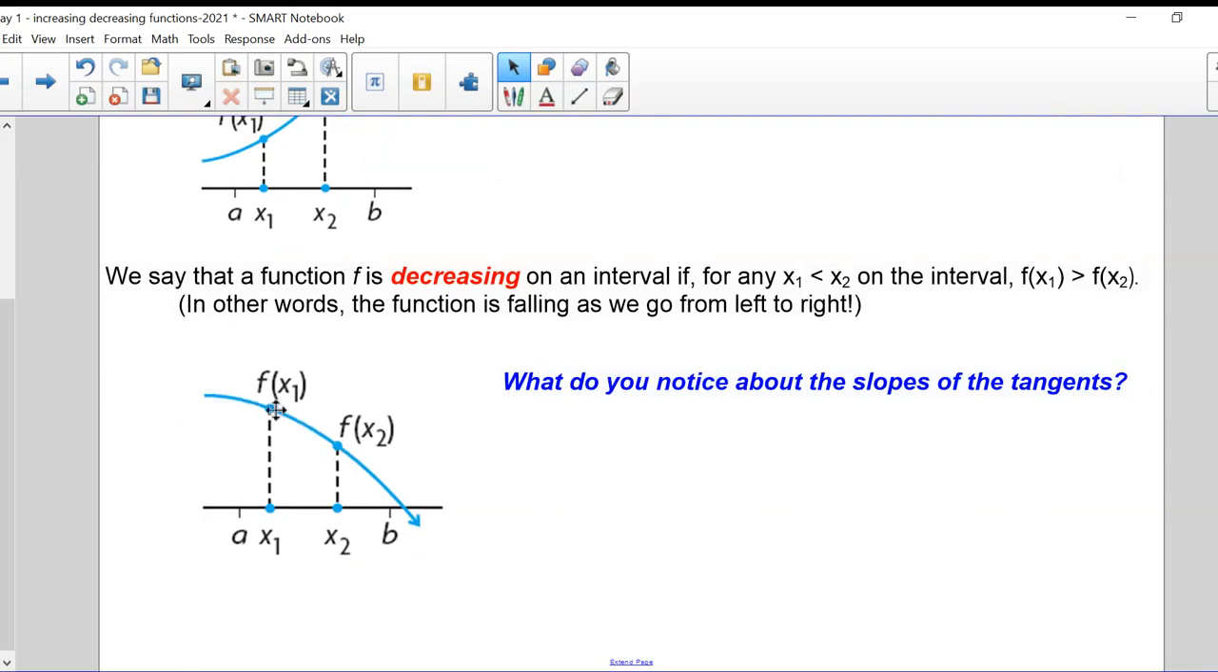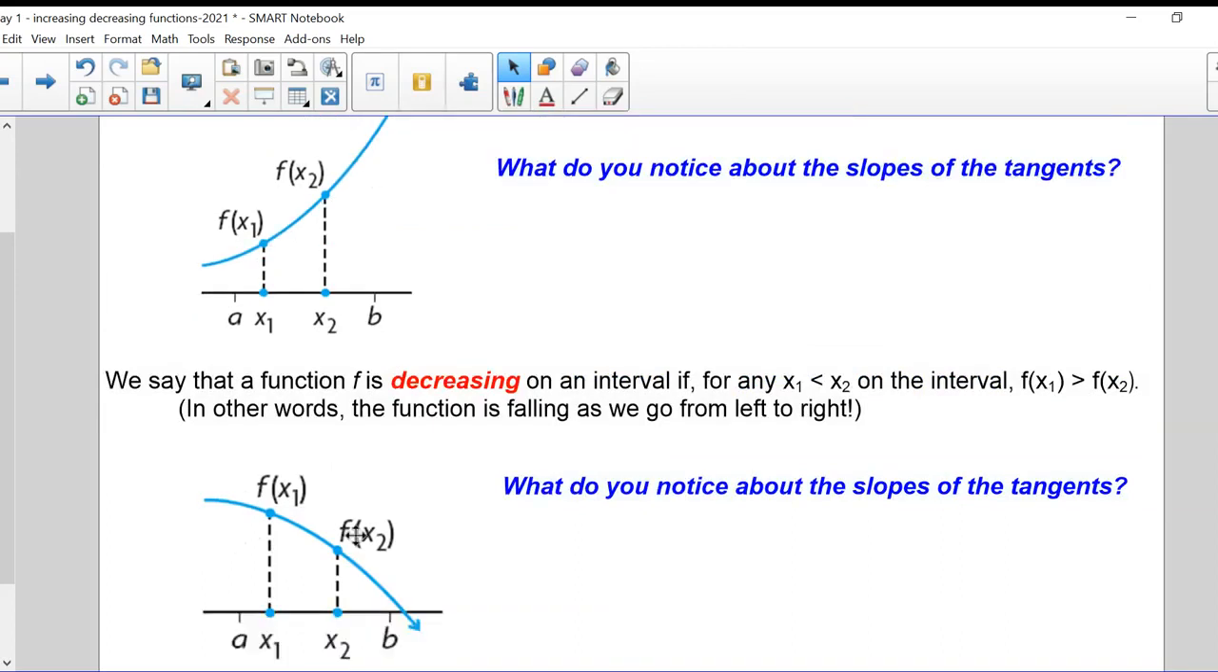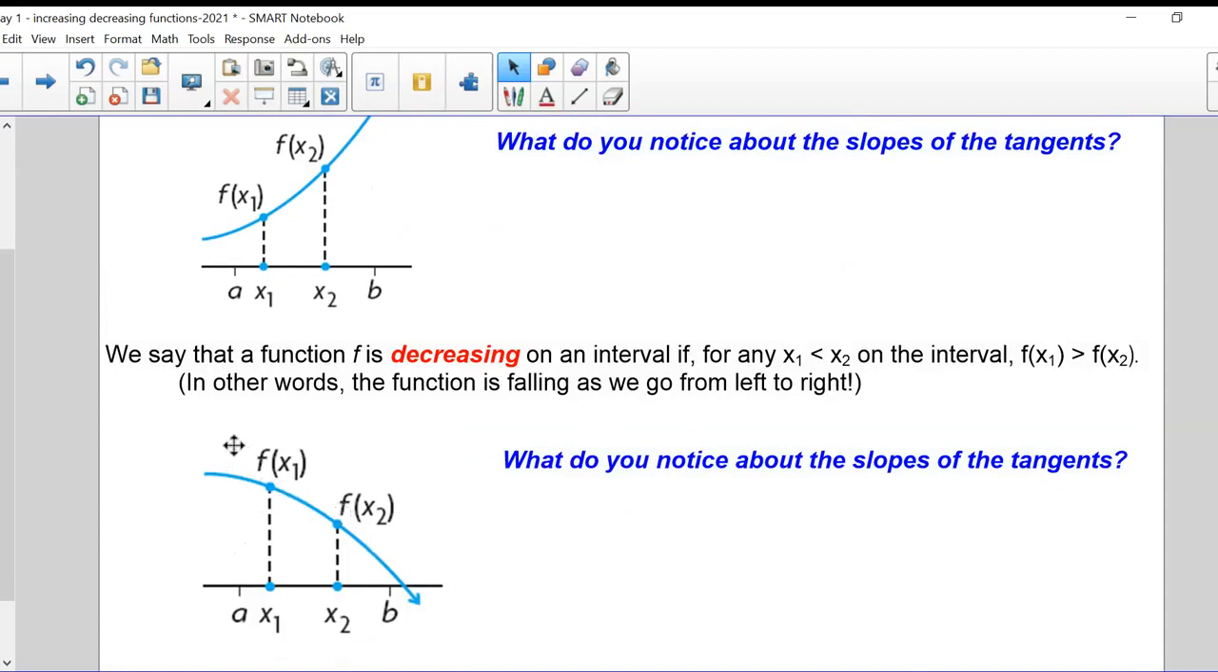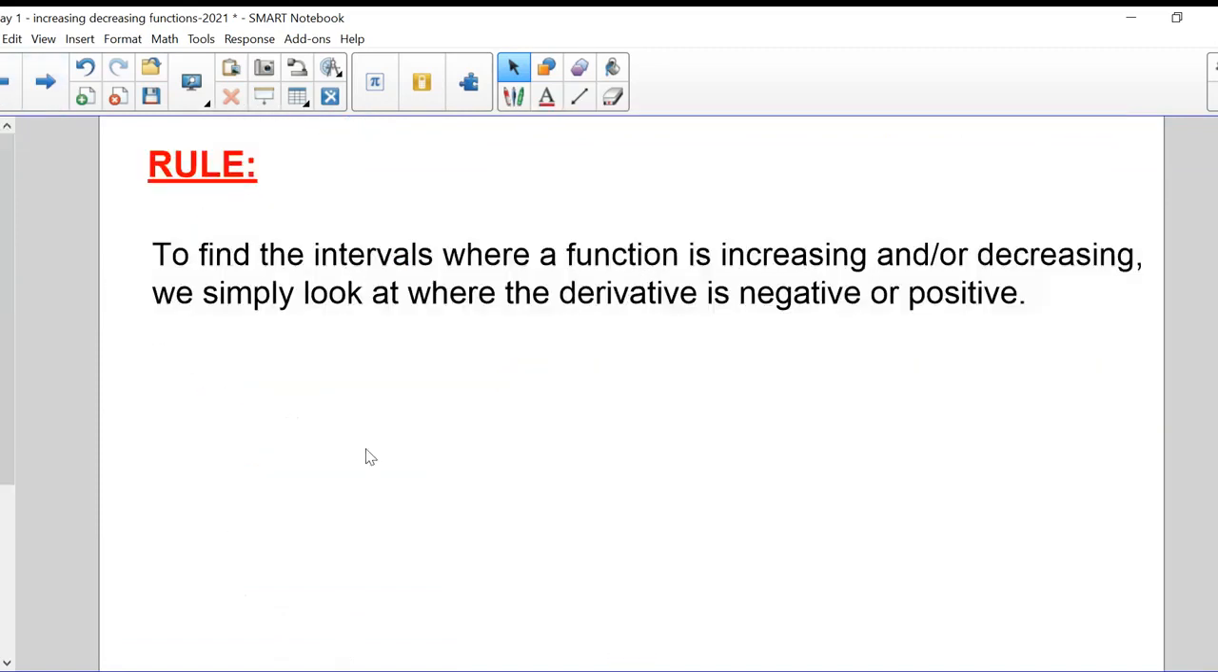What do you notice about the slope? Slopes are negative, right? So that's the important part of the observation. Slopes are positive here, right? If I put an IROC or a tangent line right next to this function, it would give me a positive slope. If I do an IROC between these 2 points here, or just put a tangent line across there, that would be a negative slope. All right, so it's a pretty simple rule. For intervals where the function is increasing or decreasing, we simply look at the derivative. If the derivative is negative, it's decreasing. If the derivative is positive, it's increasing. Simple rule to follow.